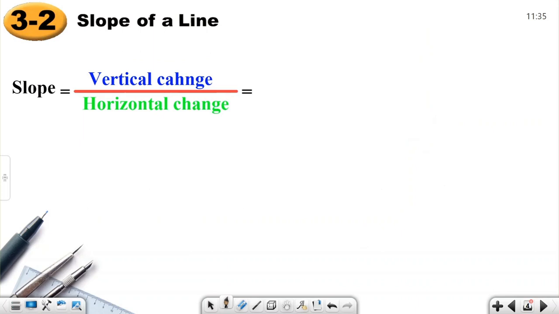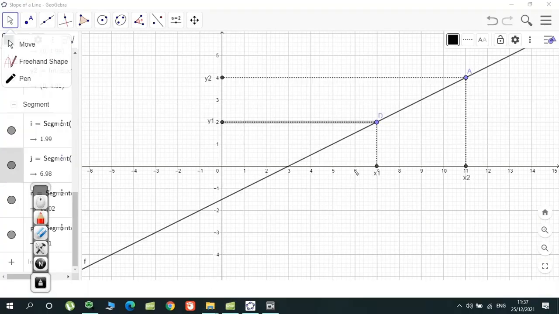So what is slope in the mathematical way? Vertical change over horizontal change. What does that mean? Let's look at this graph. You want to go from point D to point A, going up. The x value at point D is x1, and you must go until x2.